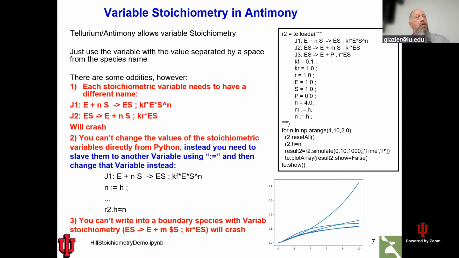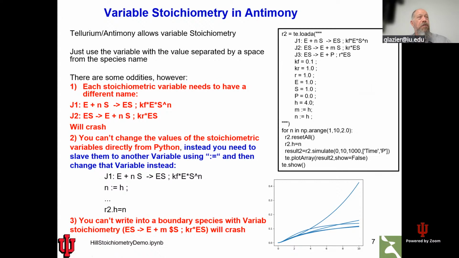I was going to do a little exercise here, and then I decided not to do it. I just want to remind you about this variable stoichiometry. And we're not really going to use it very much in the class, but it is allowed to have the stoichiometric coefficient here be a variable instead of a number. But Tellurium and Antimony have some rather complex and finicky rules about this. I can't say E plus NS goes to ES and then ES goes back to E plus NS, which would be the natural thing to do. That whatever that variable name is can't be repeated between equations.